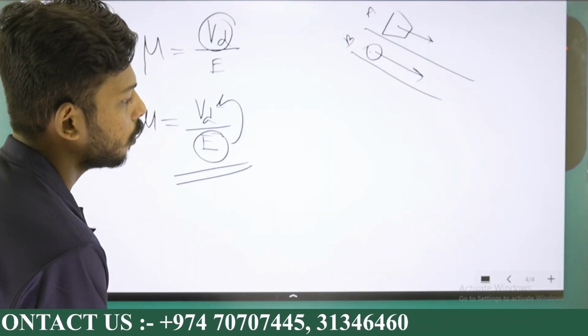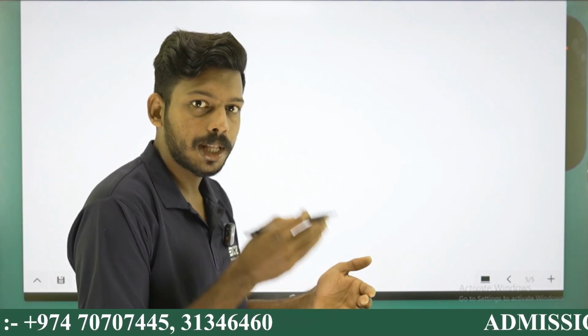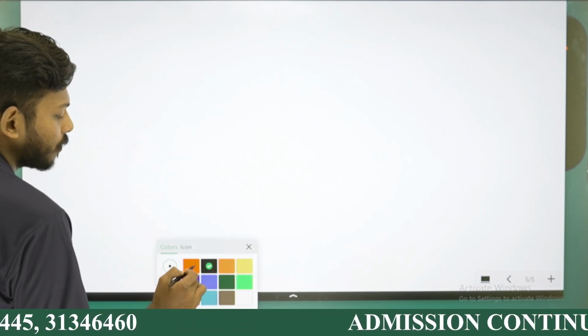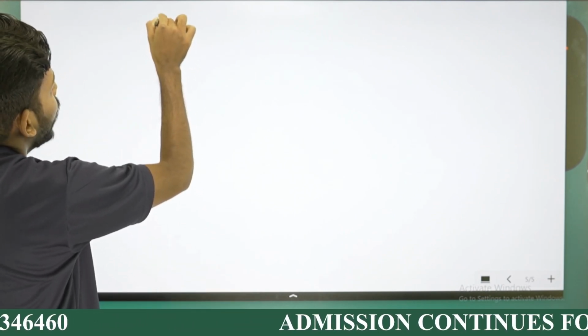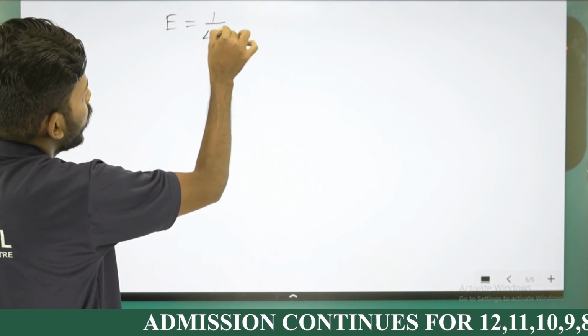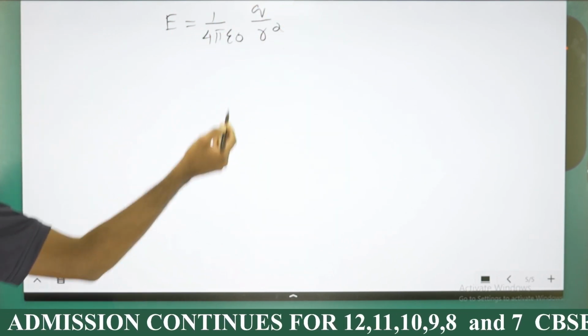Here we go. I'm dealing with the exact concept in every question. So what is the value of electric field? The value of electric field due to a point charge is 1 by 4 pi epsilon 0 q by r square. It's a very simple thing, we know that.